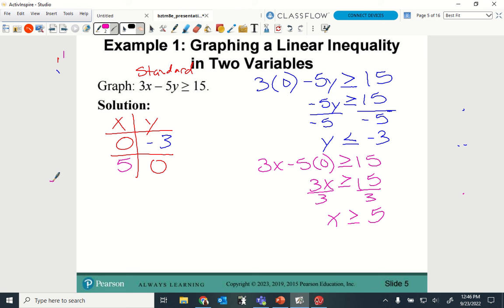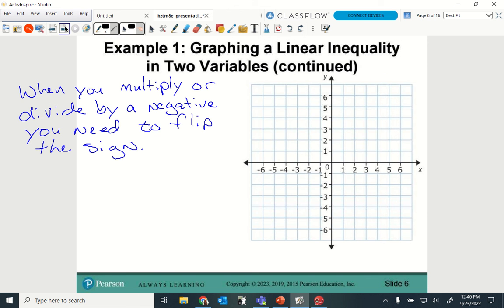All right, so I have my points. Here are my 2 points. 0, negative 3, and 5, 0. And between those 2 points, what do I do? Draw a line. So I made sure you guys actually had a graph on these ones.